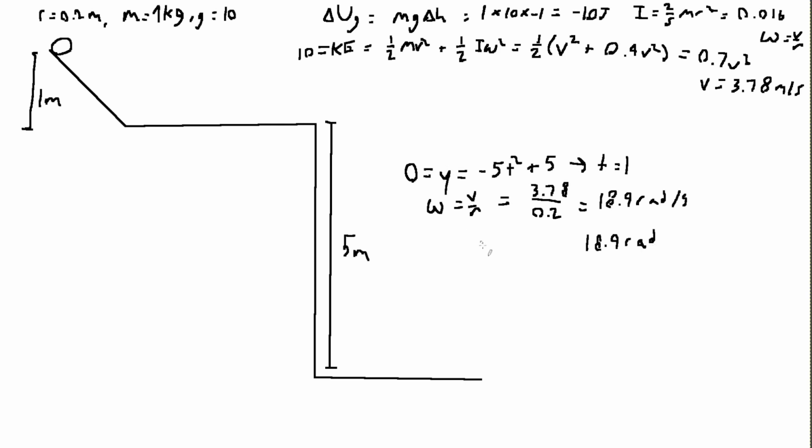Okay, we're almost there. We just need to find the number of revolutions. And remember that 2 pi radians is a full revolution. So lastly, we just take this over 2 pi radians, and we get a final answer that's actually shockingly close to 3. It's about 3.0077 by my calculations, revolutions, which is our final answer.